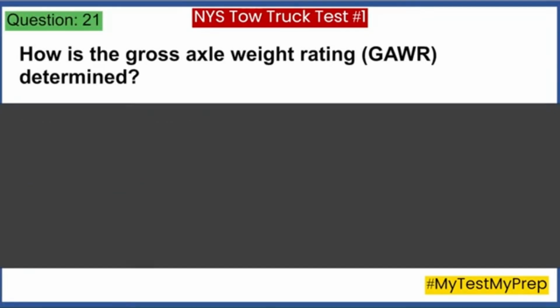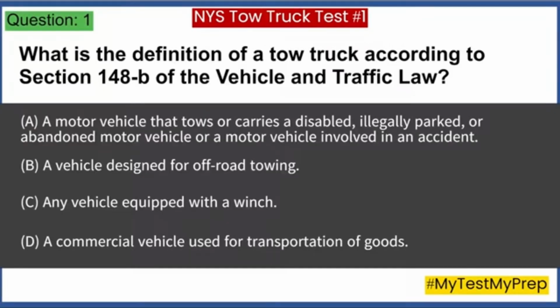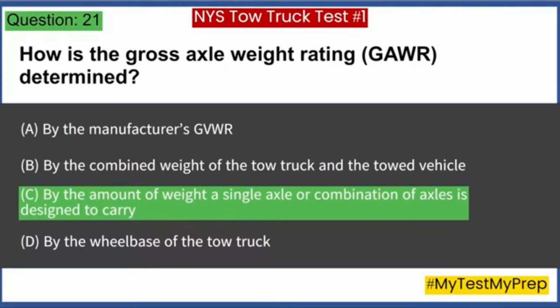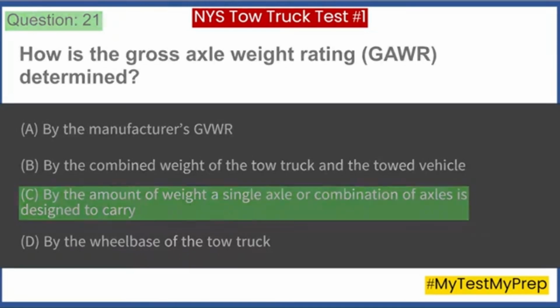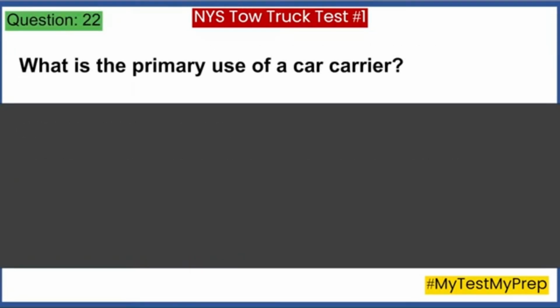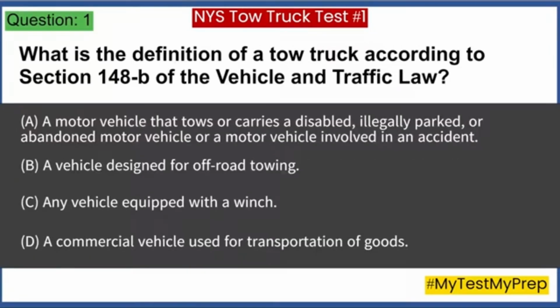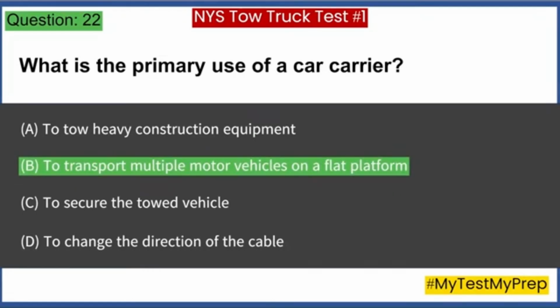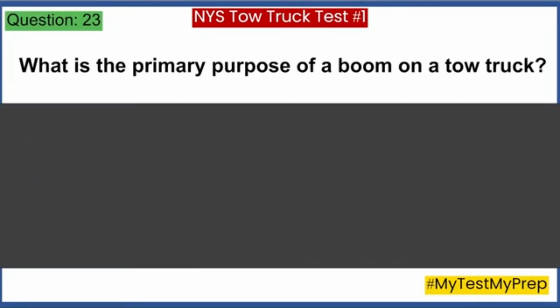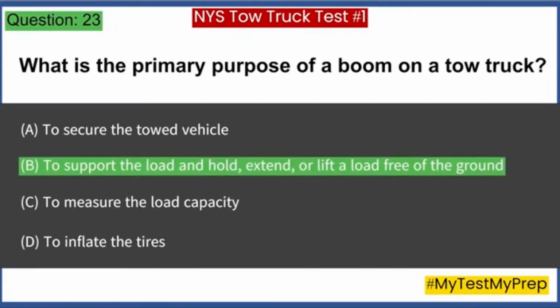How is the gross axle weight rating, GAWR, determined? Answer: By the amount of weight a single axle or combination of axles is designed to carry. What is the primary use of a car carrier? Answer: To transport multiple motor vehicles on a flat platform. What is the primary purpose of a boom on a tow truck? Support the load and hold, extend, or lift a load free of the ground.